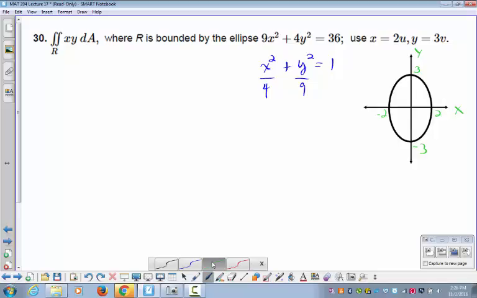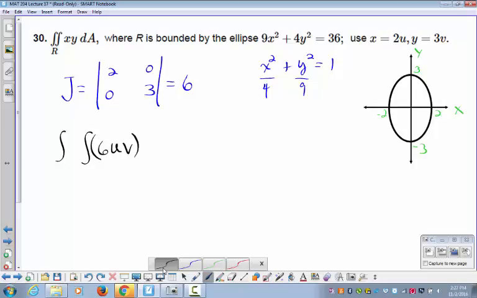And let's do our conversion with those substitutions. So let's find our Jacobian. The Jacobian is x sub u, x sub v, y sub u, y sub v, and then we find the determinant and we get 6. So there's our correction factor, 6. When we convert, we have to change the x's and the y's to u's and v's, so we have 2u multiplied by 3v, so we get 6uv. Then we have to put in our Jacobian factor, 6. And then we can go either du dv or dv du, but we need to know.